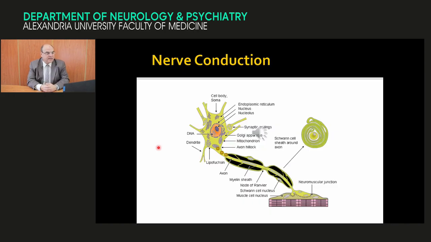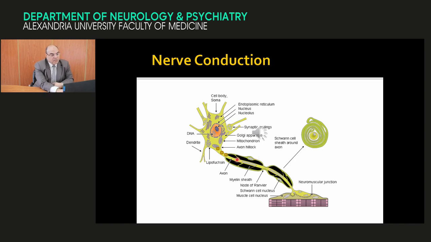Before we start, this is the diagram of a neuron. A neuron is the unit of the nervous system, whether it's the central nervous system or the peripheral nervous system. It is formed of a cell body containing most of the cell organelles, a large number of cell processes called dendrites that connect the neuron to the adjacent neuron, and a large central process called the axon.